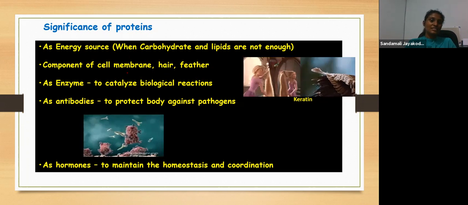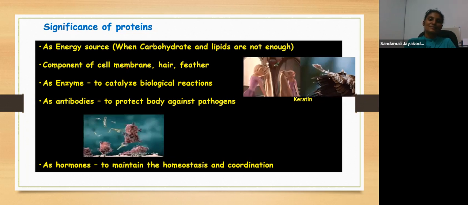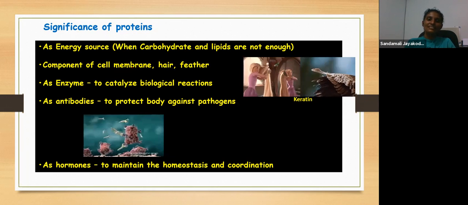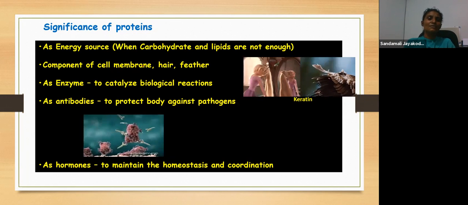We are learning about the cell membrane and all the cell structures in one of the next lessons. So later on we will discuss the structure of the cell membrane in detail, but here you have to remember just that the cell membrane contains proteins. In our cell membrane we can find proteins. As enzymes, as I told you, they catalyze biological reactions.